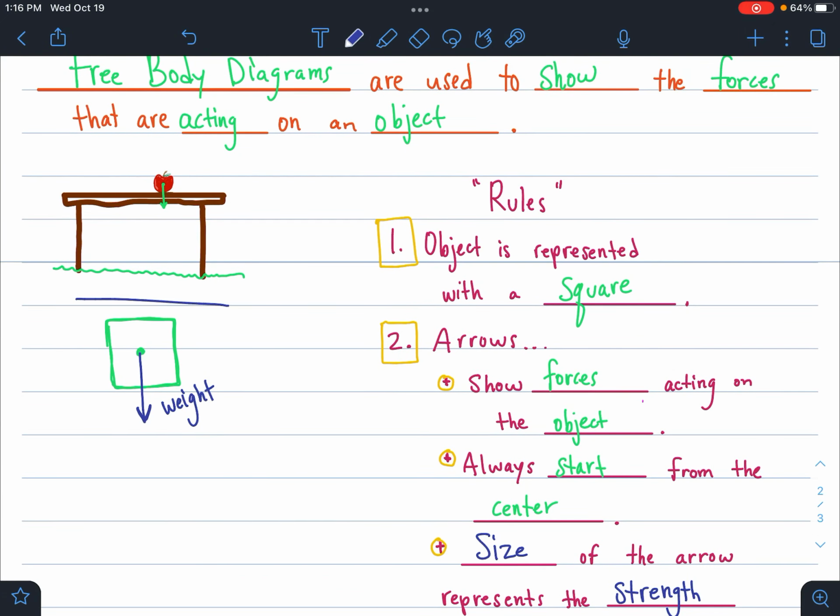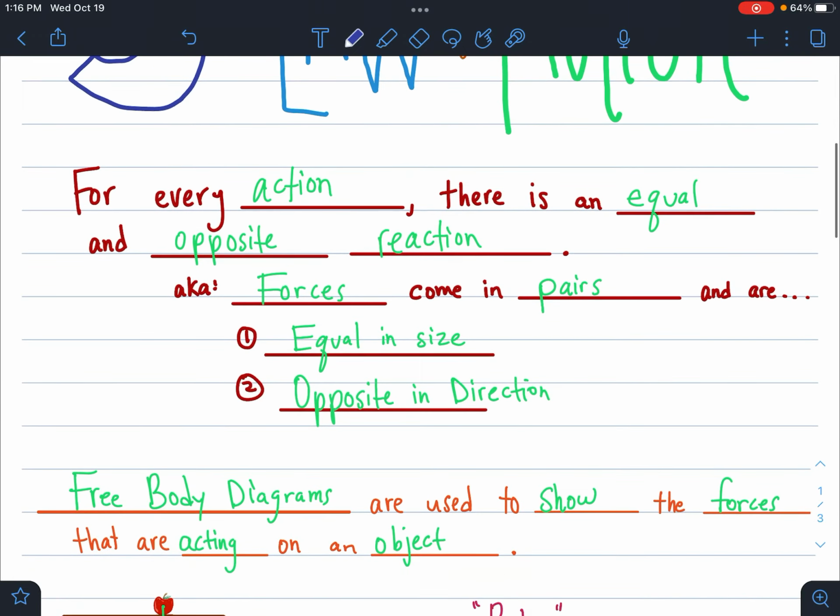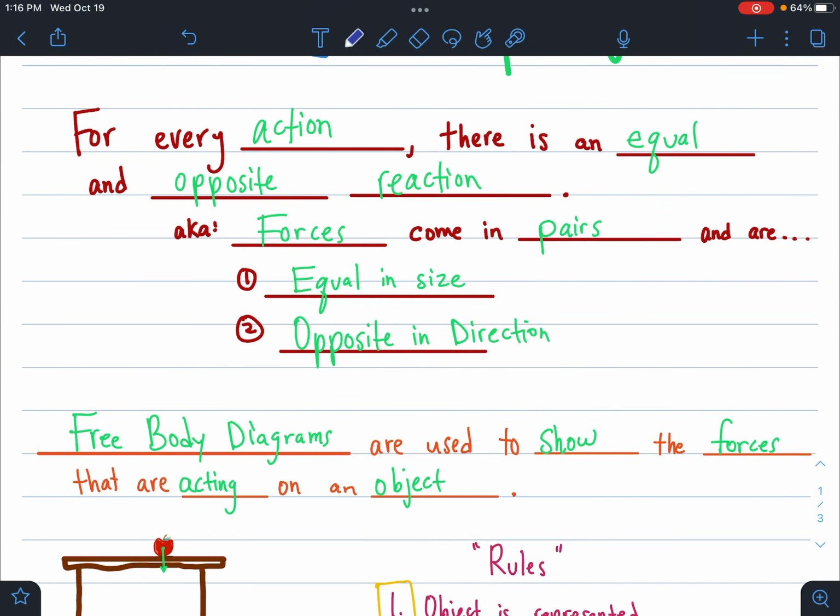Now this free body diagram right now is actually showing that the apple is falling through the table because there's nothing equalizing that downward force. So it would just show something that's falling because there's only one arrow in the downward direction. But as Newton says in his third law, forces come in pairs. They're equal in size and opposite in direction. So for every action, there's an equal and opposite reaction.